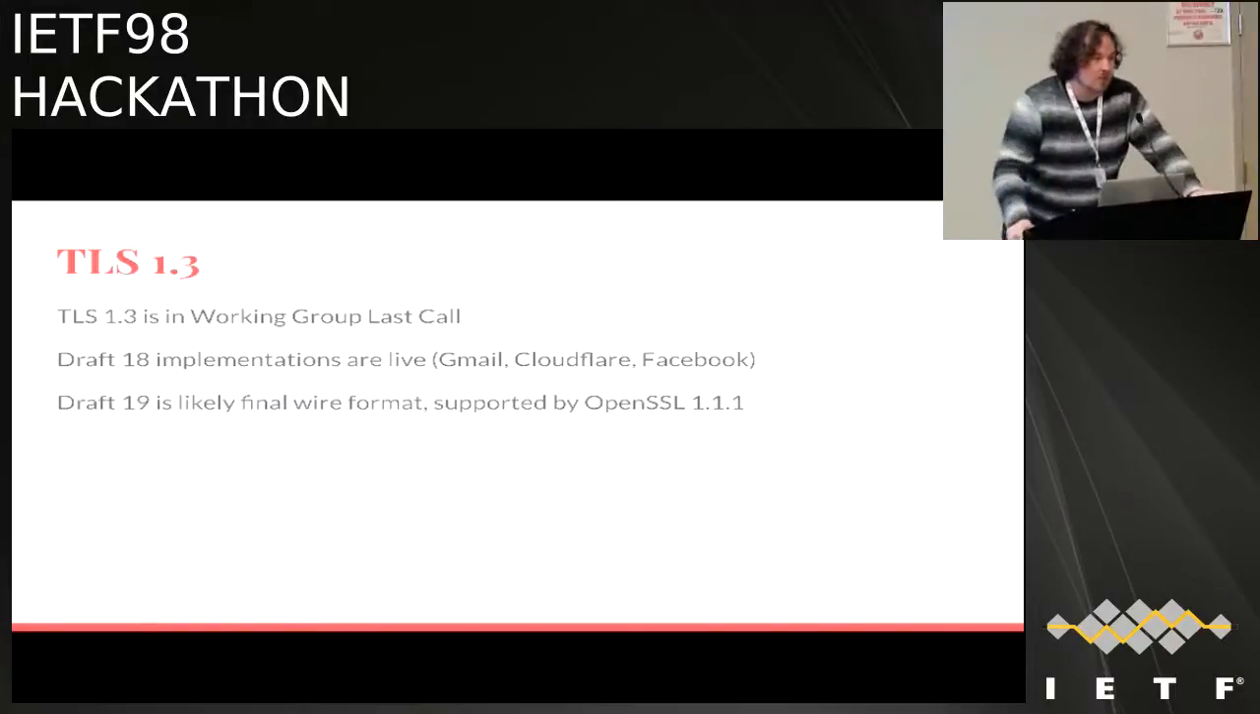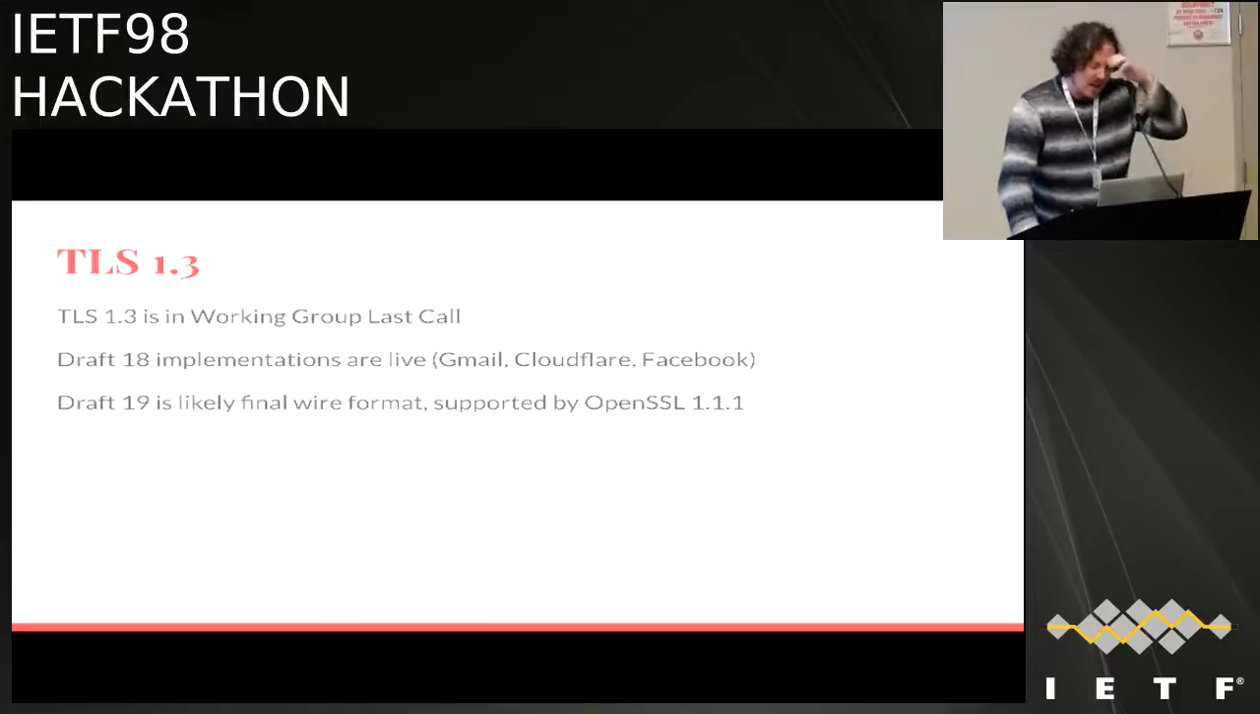Draft 18 is currently implemented and used in the wild by browsers and websites, including Gmail, and almost all sites that use Cloudflare. Facebook has an experimental site that uses it. TLS 1.3 and 0RTT with draft 18 work on these. So this is great. Draft 19 is supposed to be the wire format final version.